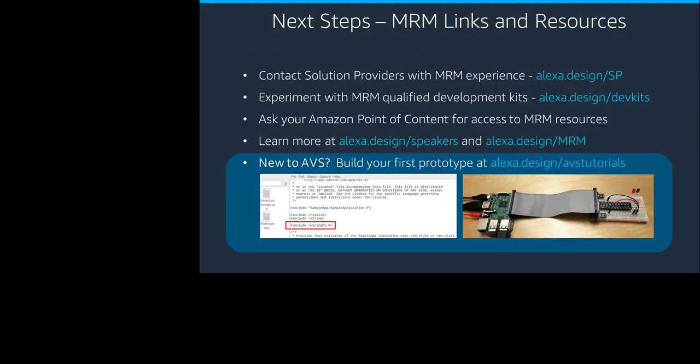So to wrap things up, if you want to move on and this is a technology that interests you, you can go ahead and get a list at these URLs of the different solutions providers that have MRM experience, and that list is growing every day. You can also get a dev kit that has MRM enabled inside of it. I already mentioned the NXP i.MX8 dev kit that's ready to go. We have other ones that are very close to shipping and qualified, so keep an eye on that URL. You can ask your Amazon point of contact for additional access to the resources we mentioned earlier, and just jump in and start making it happen.